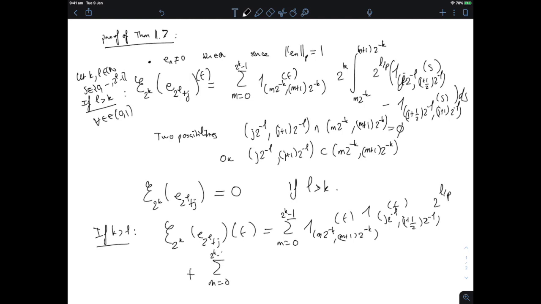And then if I'm in the other half of the interval where I'm non-zero, then what do I get?